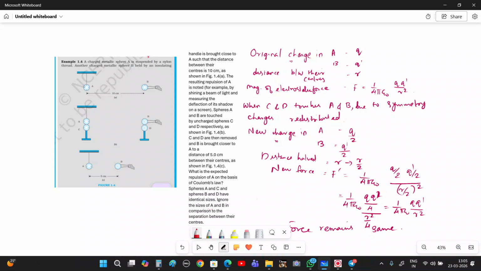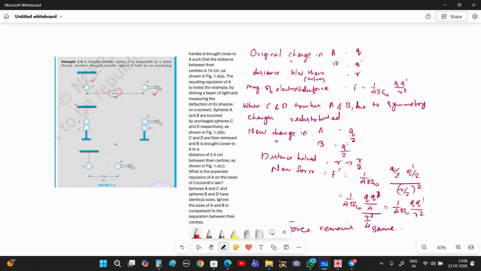So today we can do the fourth example from electrostatic charges and fields. In the question you can see that a charged metallic sphere A is suspended by a nylon thread. Another charged metallic sphere is held by an insulating handle such that the distance between their centers is 10 centimeter. The resulting repulsion is noted.